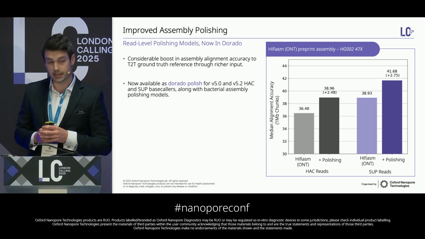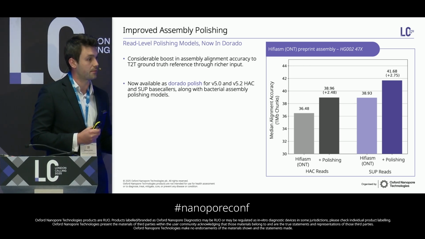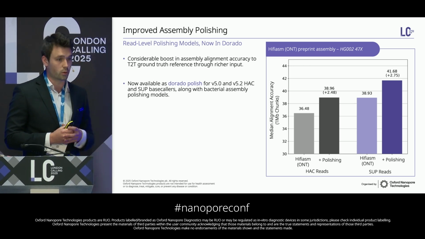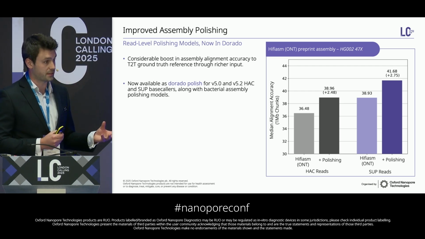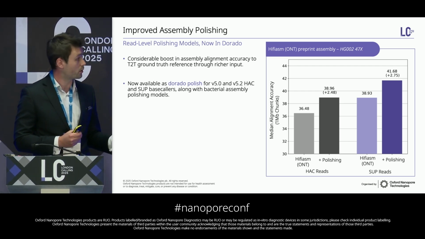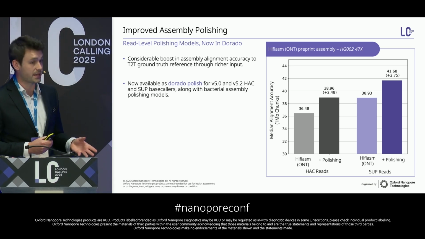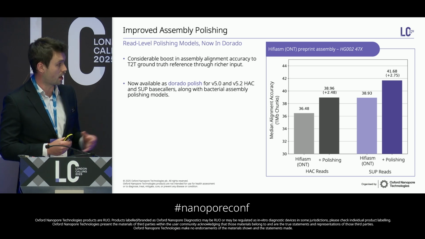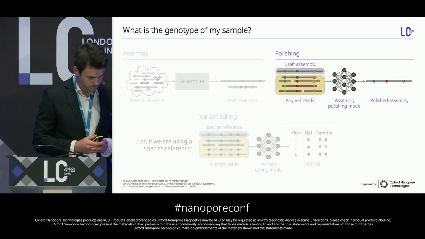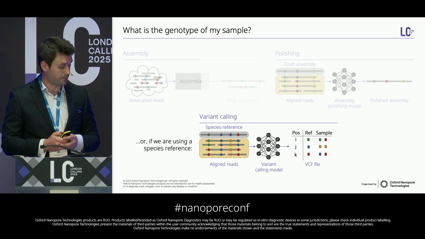And what we notice is that we get a significant improvement in accuracy. You can measure the accuracy of these assemblies by aligning them to the Q100 T2T reference. And what we find is that after polishing, the assembly aligns with an extra 2.5 Q points for both HAC and SUP. So that means almost half as many errors in the polished assembly as there were in the unpolished assembly before.